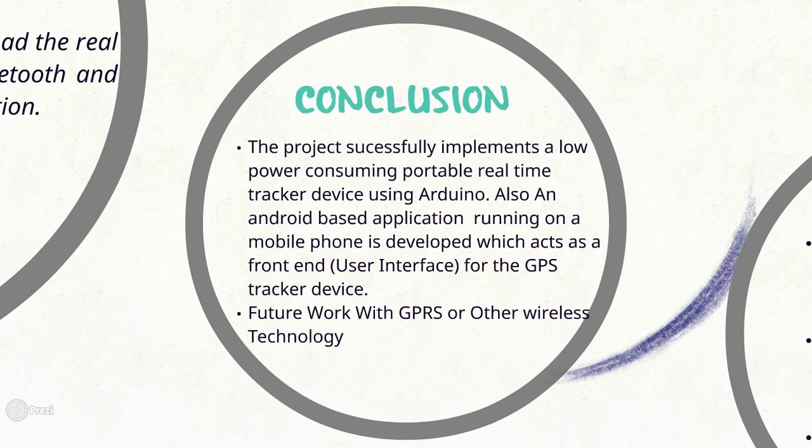This project successfully implements a low-power consuming portable real-time tracker device using Arduino. Also, an Android-based application running on a mobile phone is developed, which acts as a front end for the GPS tracker device. Future work involves replacing the Bluetooth module with GPRS or other wireless technology devices.